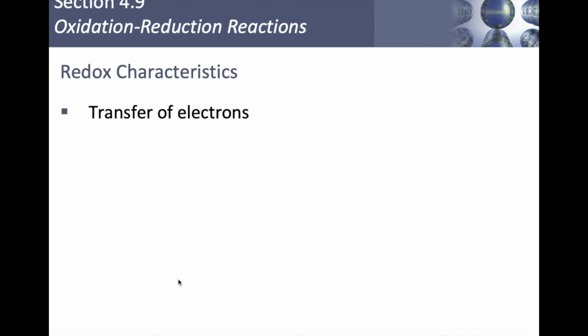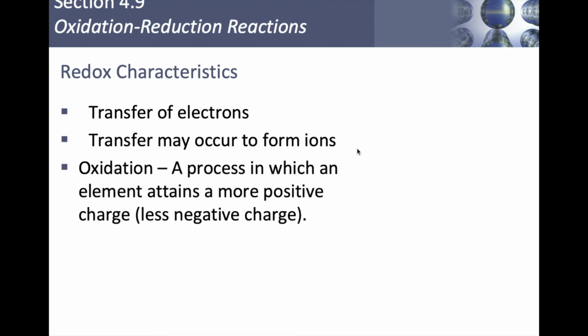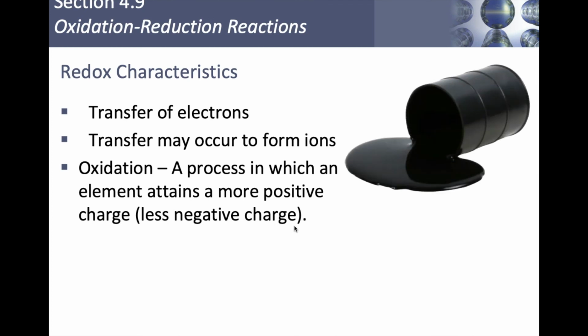All right, redox characteristics. So in redox reactions, there's always a transfer of electrons. The transfer may occur to form ions, so you might make ions, you might make neutral compounds, it really just depends. And so what is oxidation? So oxidation is a process in which an element attains a more positive charge. So in other words, it's becoming more positive, or you can think of it as becoming less negative then, if we're looking at things that are already charged. And a good way to think of that is oxidation is losing, so that's oil.